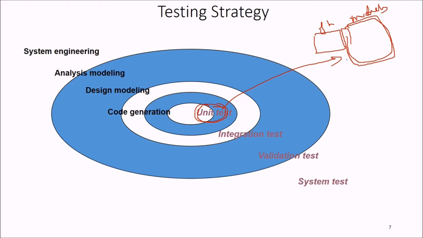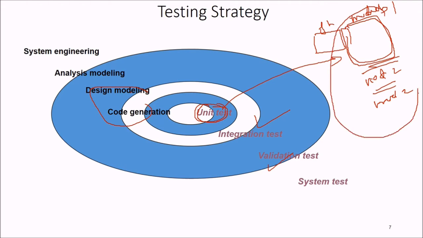Then after this, there are module 1, module 2, a number of modules you have made. Now you want to check the interfacing between these modules. So you go for integration testing. This comes very near to code generation, after code generation, the design modeling. And then after you have seen the interfacing between the modules, you go for the validation test. Okay, validation test.